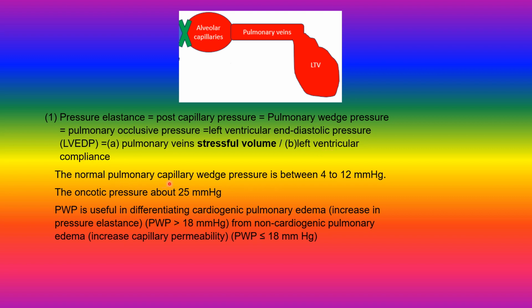The normal pulmonary capillary wedge pressure is between 4 and 12 mm mercury. The oncotic pressure is about 25 mm mercury. This pulmonary wedge pressure is useful in differentiating cardiogenic pulmonary edema, which is due to increase in the pressure elastance, and in this case the wedge pressure will be more than 18 mm mercury, from the non-cardiogenic pulmonary edema, which is due to increase in the capillary permeability, and in this case the wedge pressure will be less than 18 mm mercury.